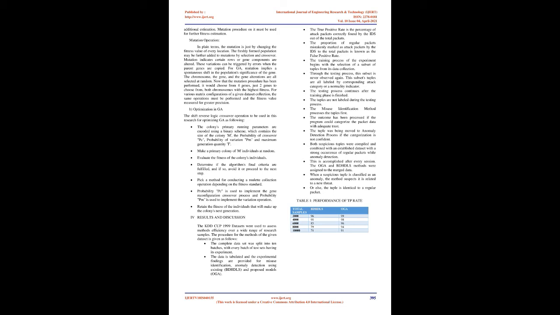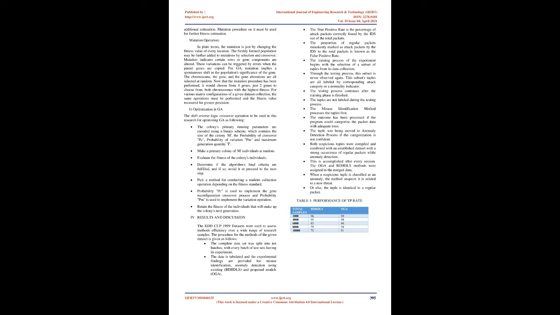Mutation operation. In plain terms, the mutation is just changing the fitness value of every location. The freshly formed population may be further added to mutations by selection and crossover. Mutation indicates certain rows or gene components are altered. These variations can be triggered by errors when the parent genes are copied. For GA, mutation implies a spontaneous shift in the population's significance of the gene. The chromosome, the gene, and the gene alterations are all selected at random. Now that the mutation procedure has been performed, it would choose from 4 genes, just 2 genes, both chromosomes with the highest fitness.